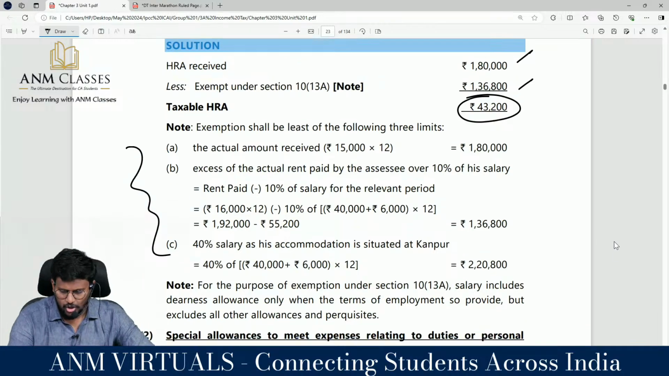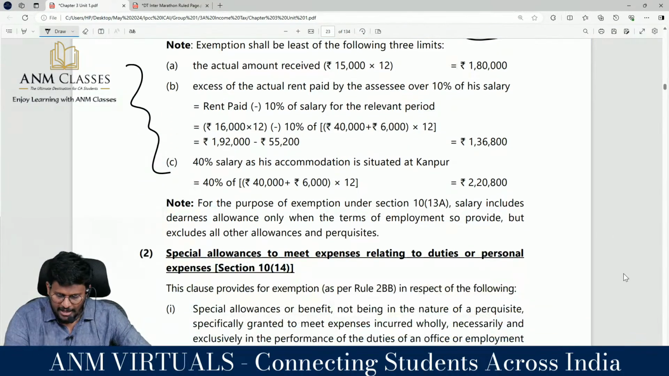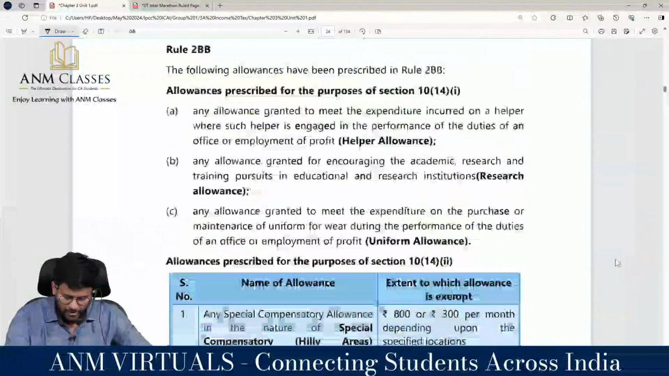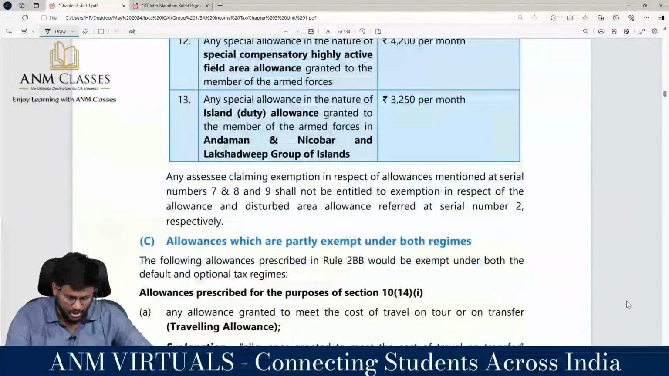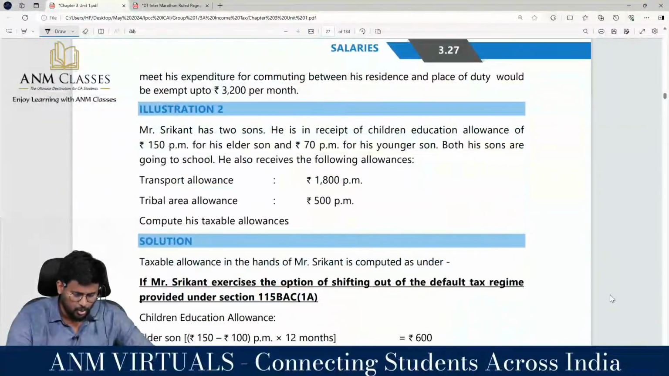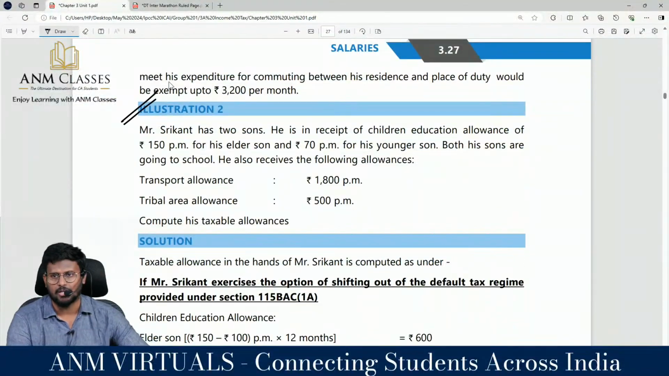Rent paid in excess of 10% of salary, actual HRA received, 50% of salary in metropolitan cities like Mumbai, Calcutta, Delhi, Chennai, and 40% in others. With this, we can say that we are through with illustration number 1. I am comfortable from your heart. Anybody is there? Where is a grand clap?